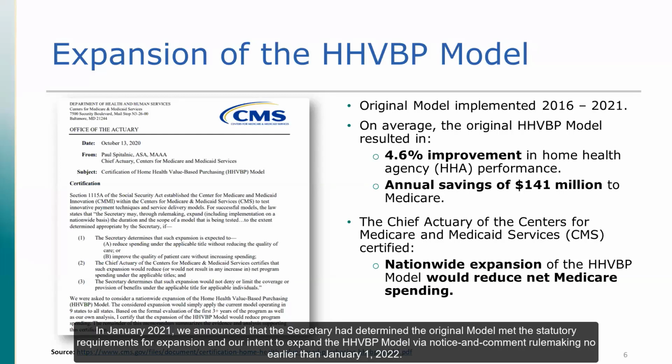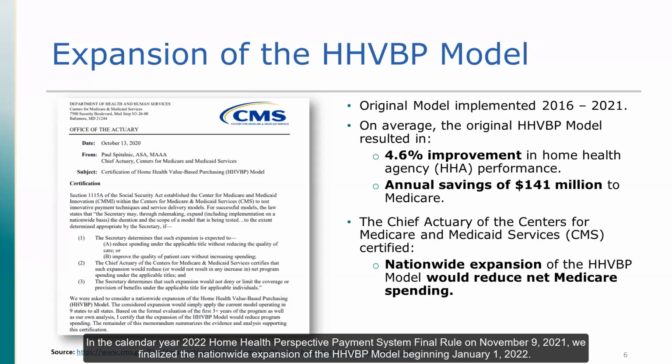In January 2021, we announced that the Secretary had determined the original model met the statutory requirements for expansion, and our intent to expand the HHVBP model via notice and comment rulemaking no earlier than January 1, 2022. In the calendar year 2022 Home Health Prospective Payment System Final Rule, displayed on November 9, 2021, we finalized the nationwide expansion of the HHVBP model beginning January 1 of 2022.